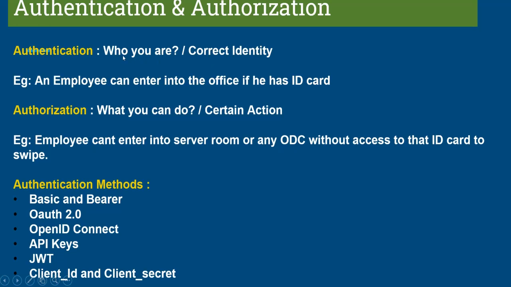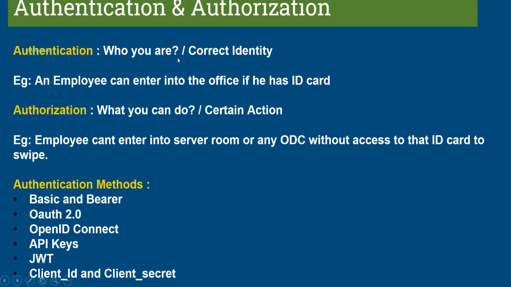So that is nothing but authentication. For example, if someone came to your home, they rang the bell. If you know that person, or if you know that person is your relative, you can identify that person. Yeah, he is my relative. He can enter the house. Okay, but authorization means what can you do?